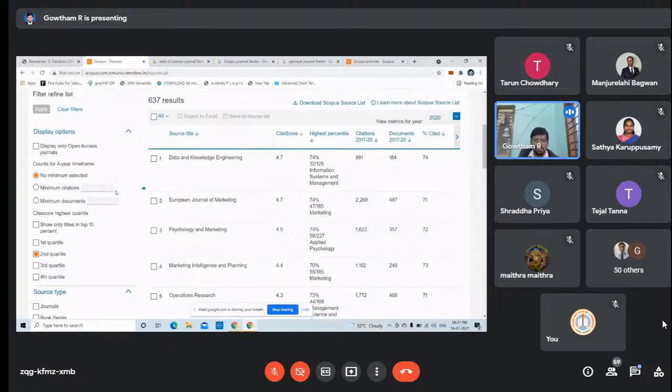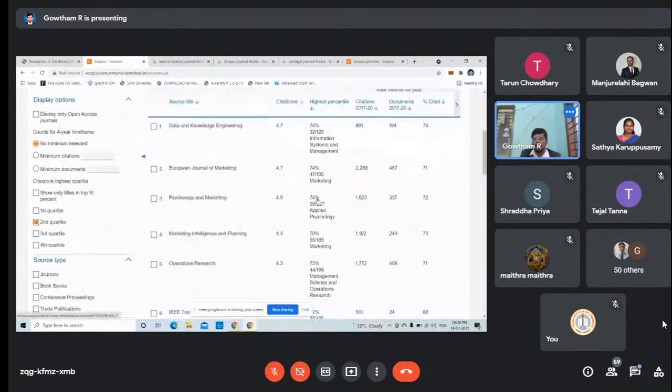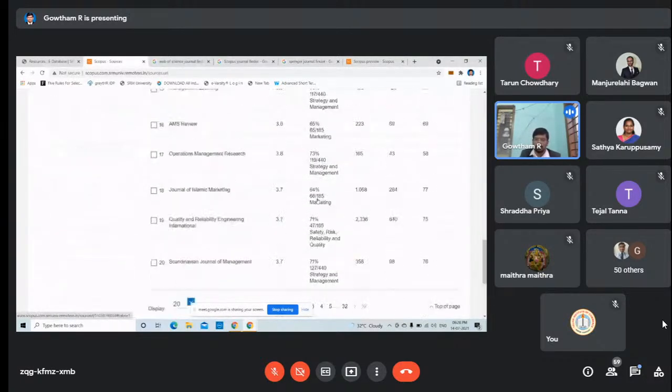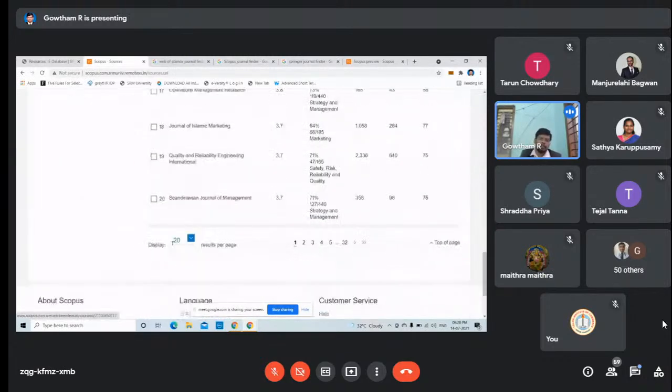Right, so now in Q2. In Q1, how much did we get? We got something around 827. Now in Q2 we have 637. See, the percentage starts from 74, right? I already told you 75 to 100 is Q1, 51 to 74 is Q2. So it starts from 74, the highest percentage, then gradually it comes down. So this is arranged in descending order. Right now we have 637 results coming out for us.